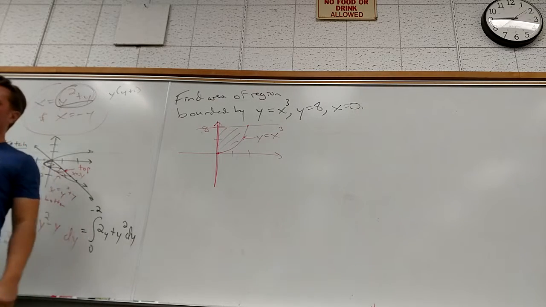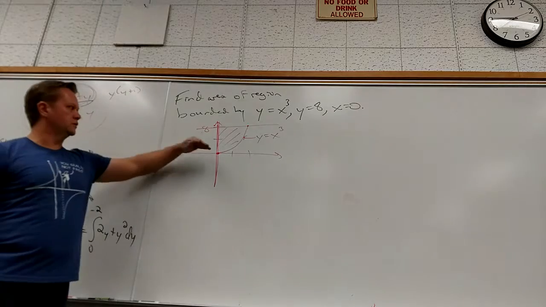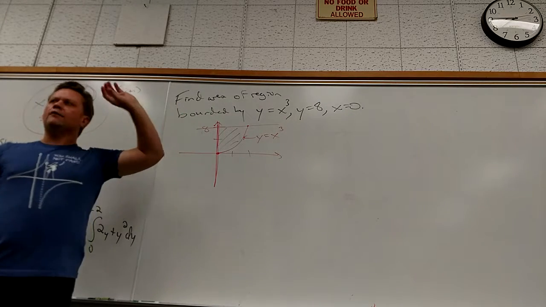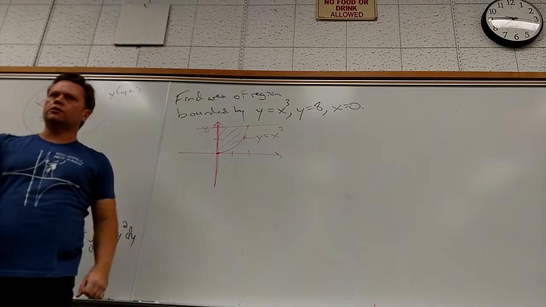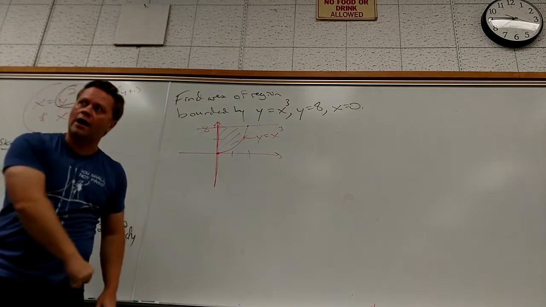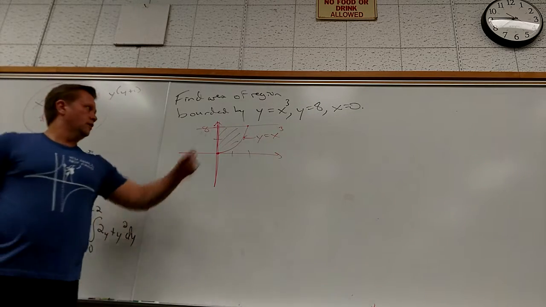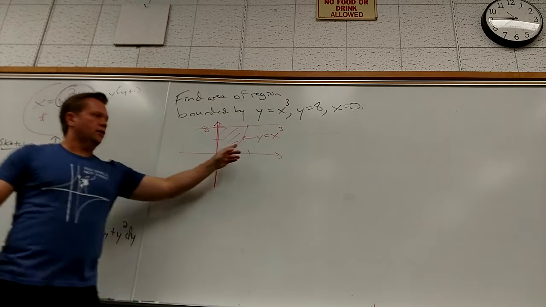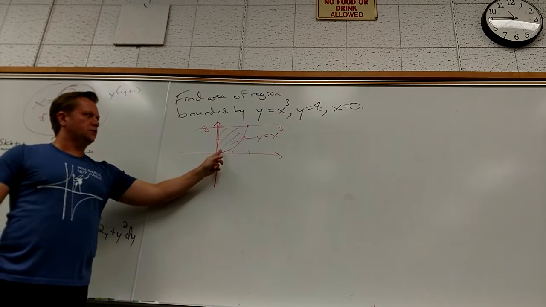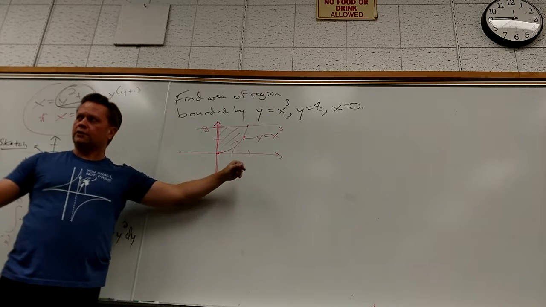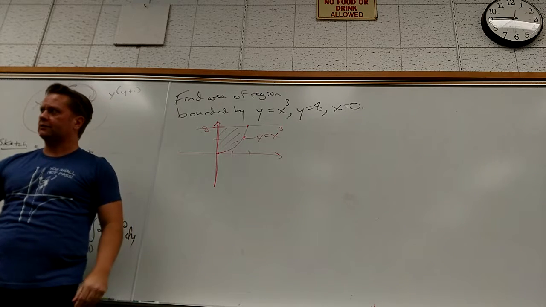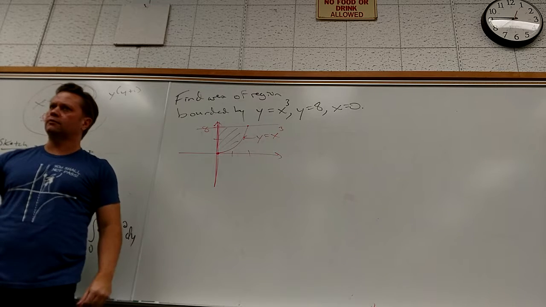So you have two choices here. You can either let y go from 0 to 8. If you do that, your integral is going to be dy, and all your stuff has got to be in terms of y. Or I could let x go from 0 to 2, and then all my integral stuff has got to be in terms of x, because I've chosen dx.